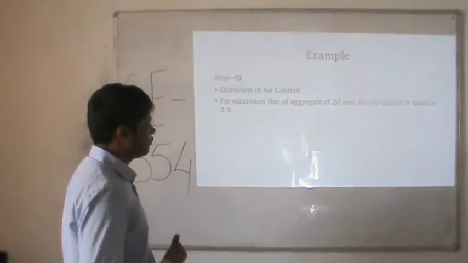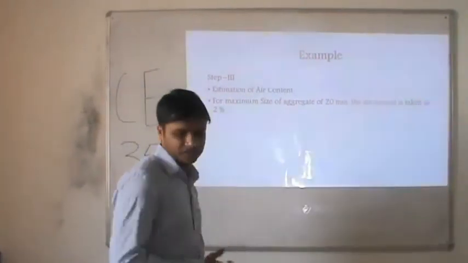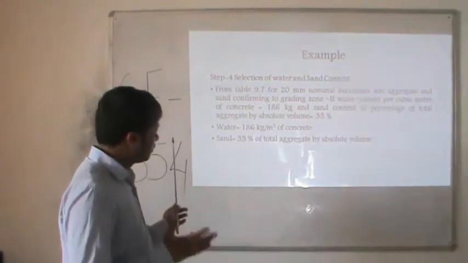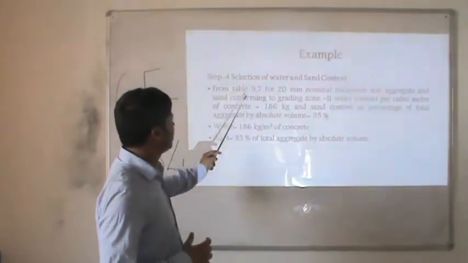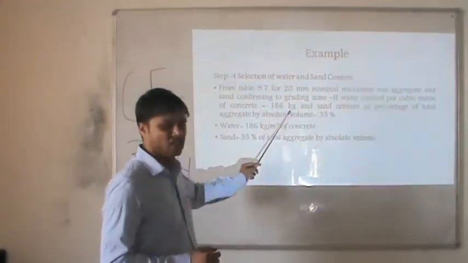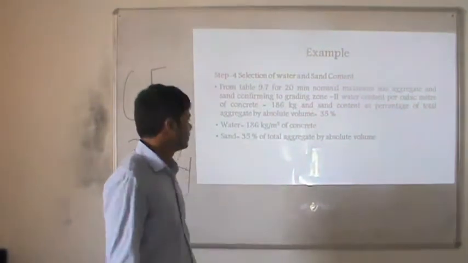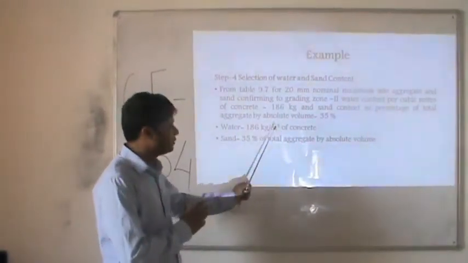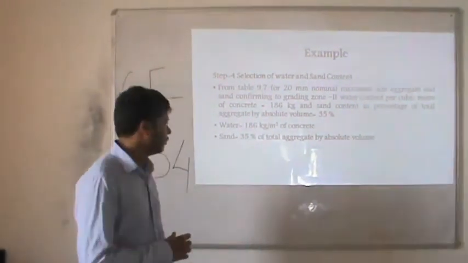Step 3 will be the estimation of air content, and for the maximum size of aggregate 20 mm, which we have taken, the air content is taken as 2%. Now, selection of water and sand content. From the table given in the past slides, for 20 mm nominal maximum size aggregate and sand conforming to grading zone 2, the water content per cubic meter of concrete equals 186 kg, and the sand content as a percentage of the total aggregate by absolute volume equals 35%. So from here we get the water, which is 186 kg per meter cube of concrete, and sand is 35% of total aggregate by absolute volume.